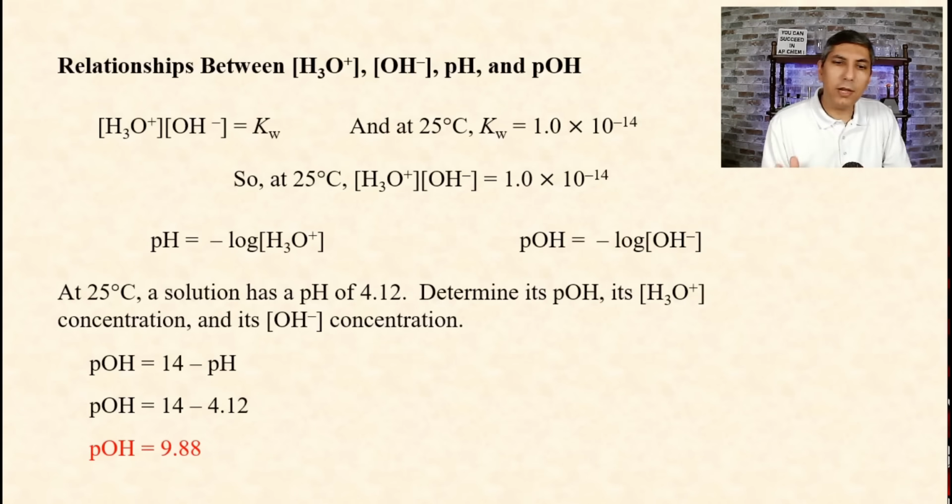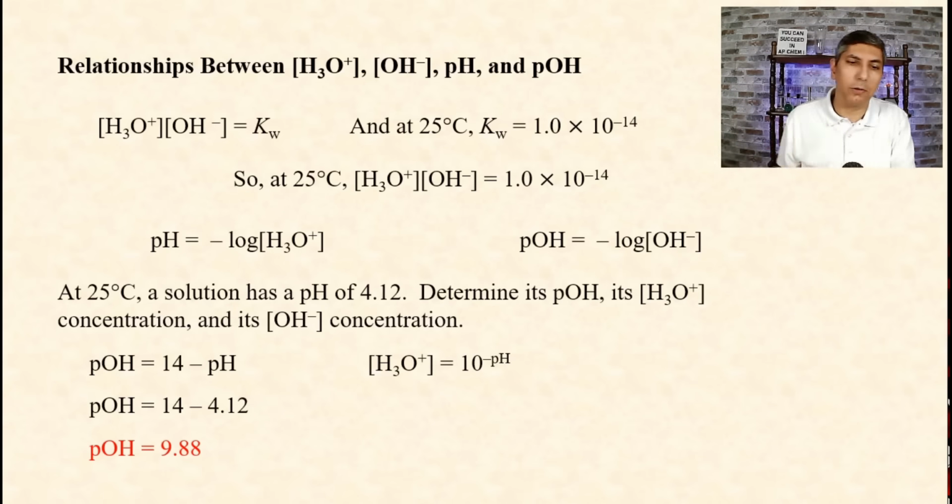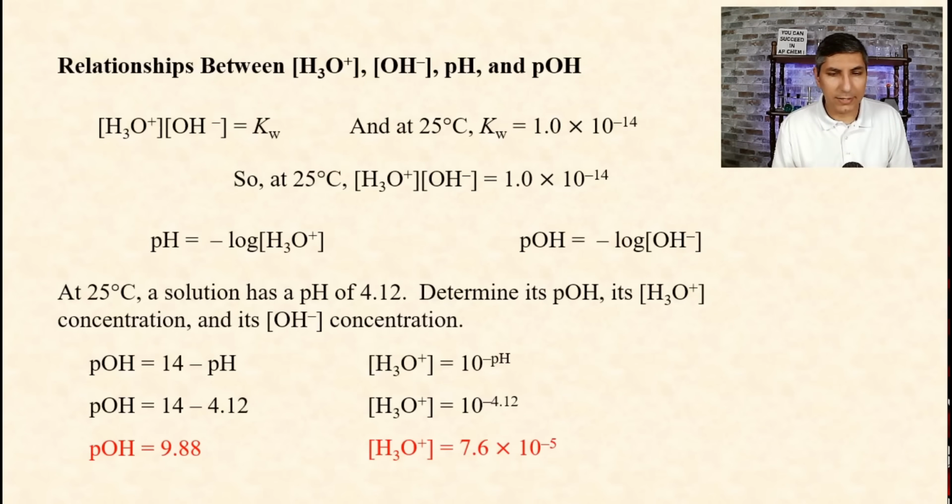Now, the hydronium ion concentration, we're going to use this equation right here. And so to find the hydronium ion concentration from the pH, we have to take the negative antilog, which means we have to take 10 to the negative pH power in order to find hydronium. So if the pH is 4.12, we have to take 10 to the negative 4.12 power on our calculator. And so that's equal to about 7.6 times 10 to the negative 5th moles per liter.